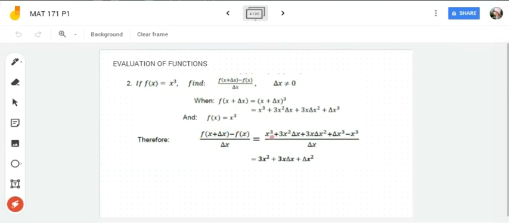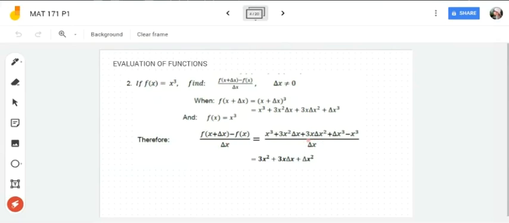So we will be substituting the value here. We will get the value of f of x plus delta x, function of x plus delta x. So we will get this value and then put it in here. This part: x cubed plus 3x squared delta x plus 3x delta x squared plus delta x cubed. And then we will get the value of f of x here, minus f of x. So your f of x is x cubed, so you will be subtracting negative x cubed here. And then we have a denominator of delta x here.